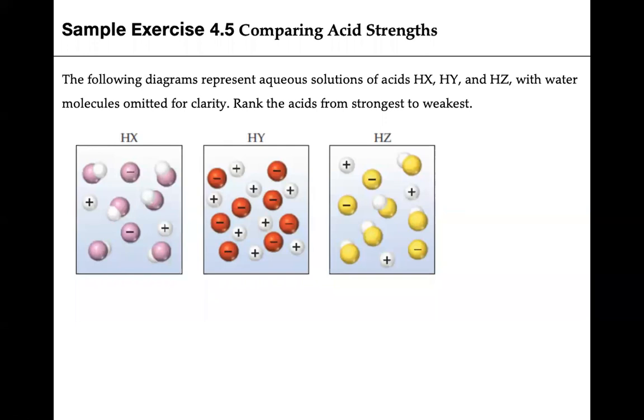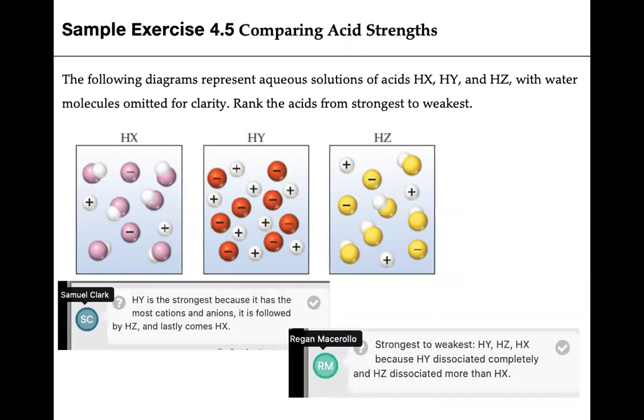So this was a picture that we had, a representation that we had within the pre-class assignment. So this one was saying the following diagram represents aqueous solutions of these acids, HX, HY, and HZ. They're not showing the water molecules, they're just showing the aspects of these acids. And the question asks you to rank them from strongest to weakest. I thought people were doing a really good job within their analysis here.